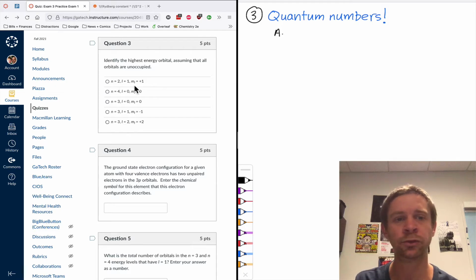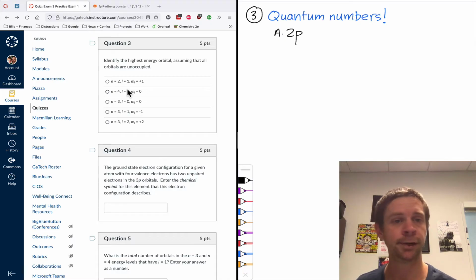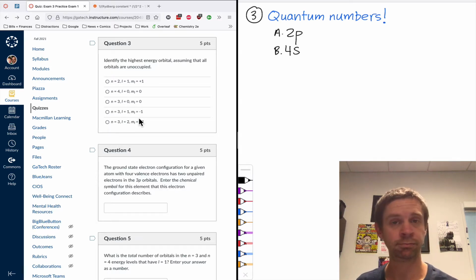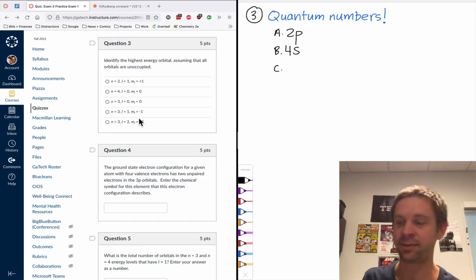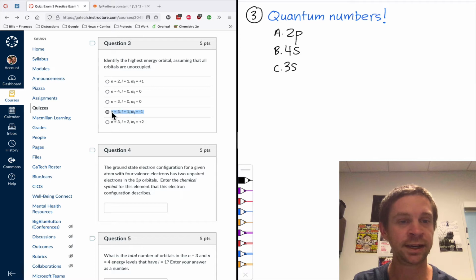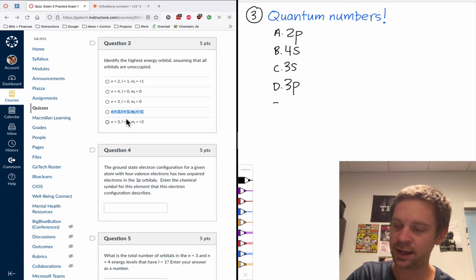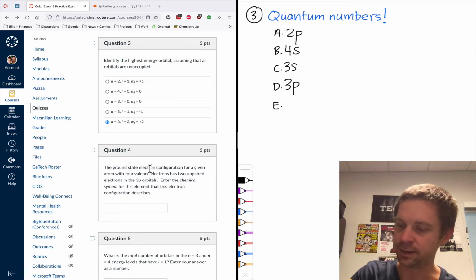So A is n equals 2, l equals 1. That's going to be a 2p label right there. B is 4, 0, 0. That's going to be a 4s label, because l equals 0 corresponds to s, l equals 1 corresponds to p, and so on and so forth. C is going to be a 3s subshell. D will be a 3p subshell. n is still 3, but l is now 1. And that last choice there is going to correspond to a 3d subshell.